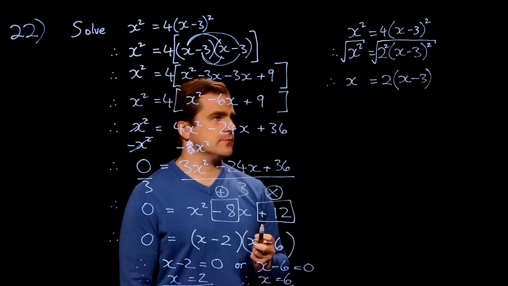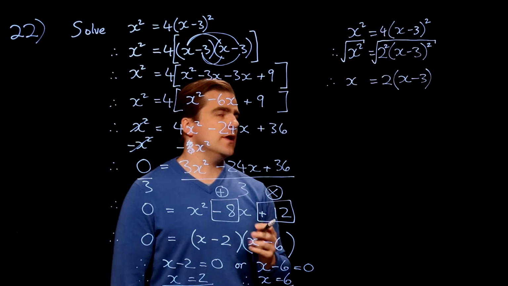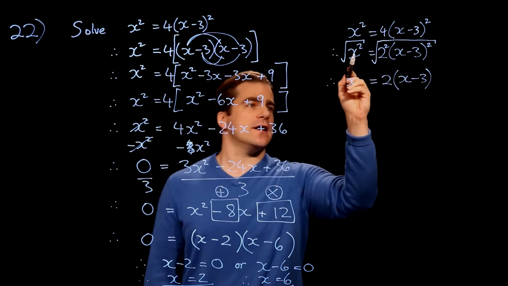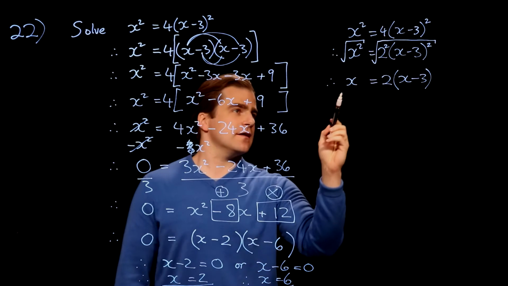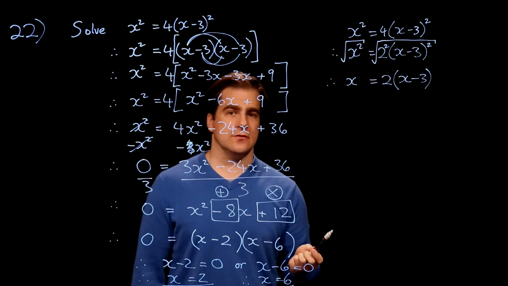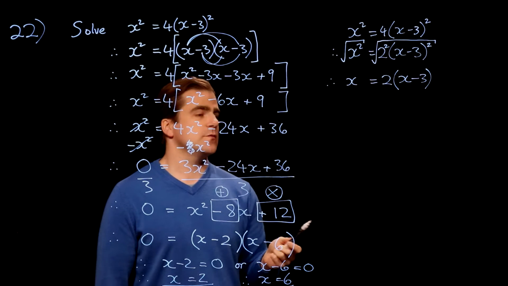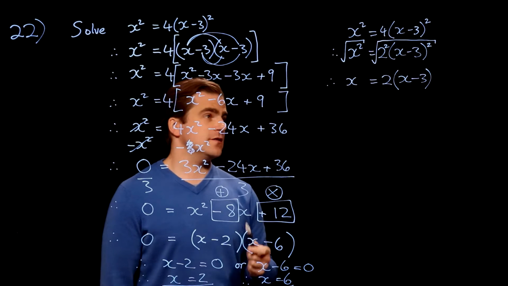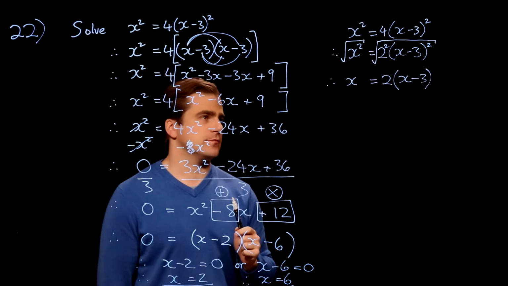Now, when you take the square root, there's actually two possible answers, the plus and the minus. The square root of x squared is either, I mean, x is a solution, but minus x is also a solution, because minus x times minus x is x squared. So we have to bear that in mind.